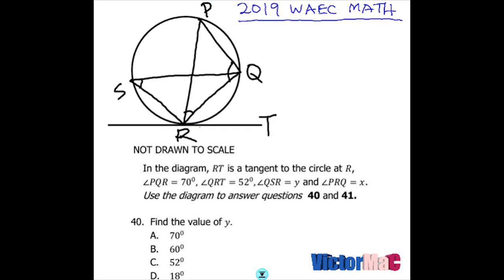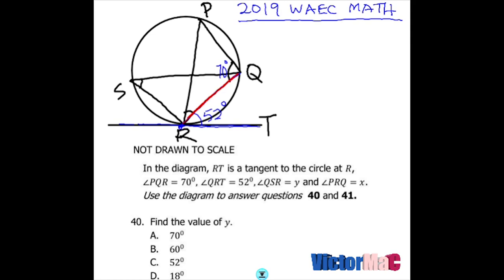So let's read again. In the diagram, RT is a straight line, and it's also tangent to the circle at point R. Angle PQR is given to be 70 degrees, and angle QRT is 52. We describe this angle 52 as the angle formed between the chord drawn from the point of contact of the tangent R. The chord RQ is being drawn.